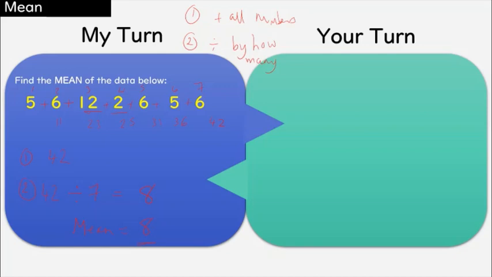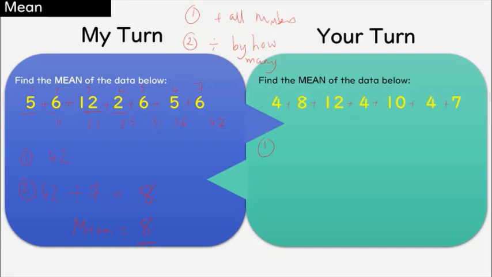If I'd calculated the mean as, let's say, 50, that wouldn't seem correct, because out of the data I've got 5, 6, 12, 2, 6, 5, 6. Well, none of those values are close to 50, so that would be a silly answer to have. So make sure you check your answer seems about right and it lies within the range of the data. Pause the video now, have a go. Can you find the mean of your data?